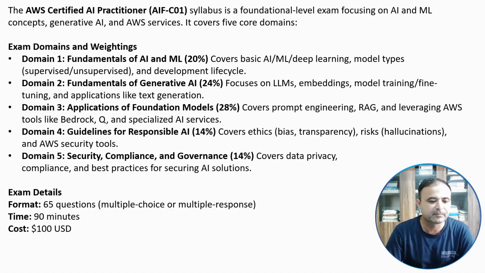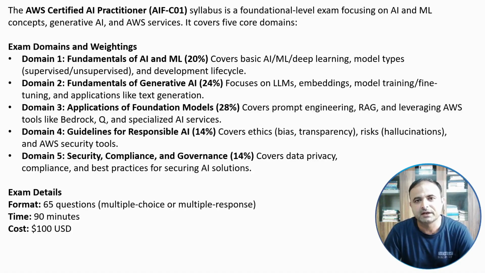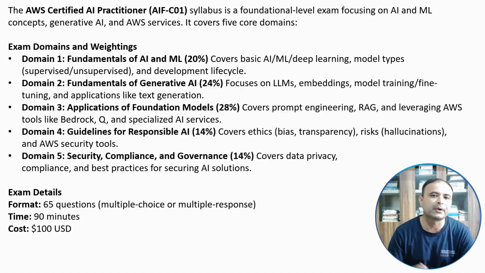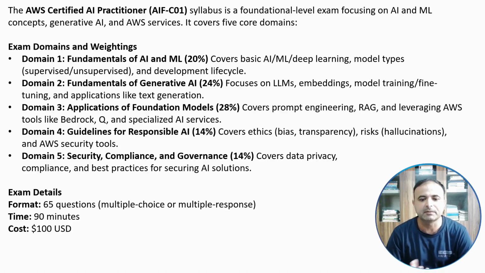That is also. And the fifth, security, compliance, and governance, that is 14%: cover data privacy, compliance, and best practices for securing AI solutions. The number of questions is 65, the duration is 90 minutes, and the cost is 100 USD. That is the cost for this certification, but according to the latest update, it can vary a little bit. But now this is the syllabus for the updated criteria.